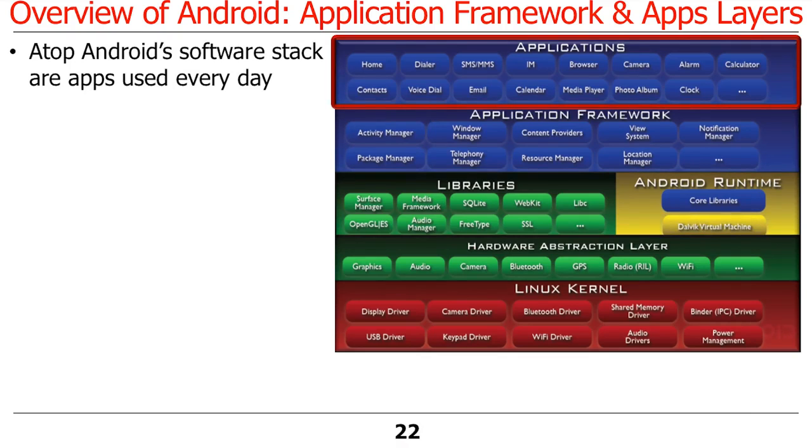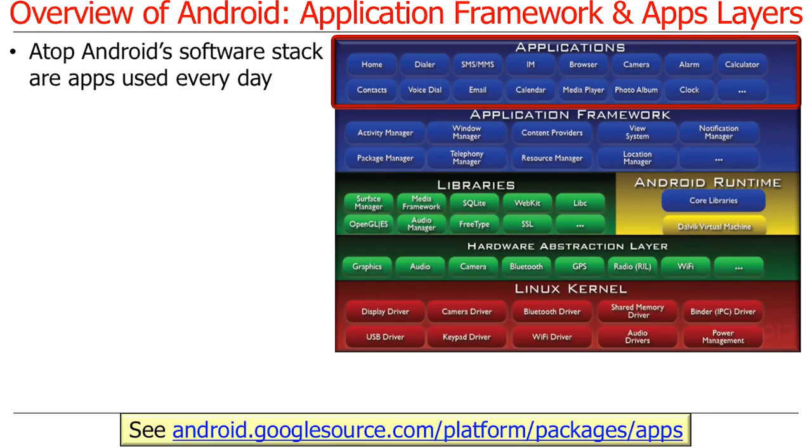On top of all these different layers of middleware and operating system services are, of course, the apps that we use every day. This includes things like the browser, calendar, camera, photo album app, calculator, clock, alarm, email, you name it, all the things you've come to know and love are available at the top of the stack. In fact, you can look at the source code for many of the open source apps that ship with Android at this link.